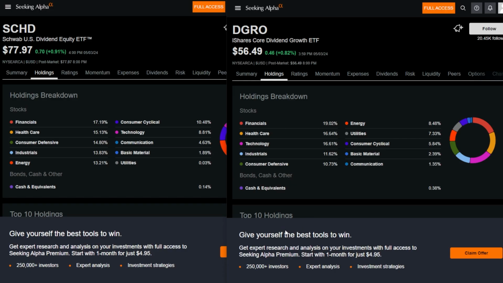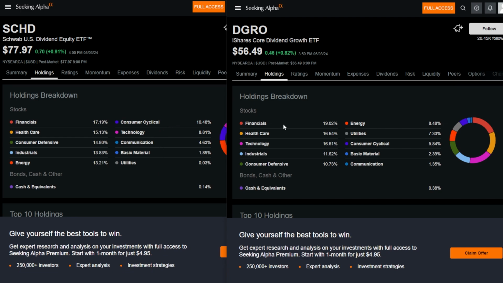Now, another thing that's going to be very important, especially if we are comparing both of these dividend growth ETFs, is of course their holding breakdown, because it's safe to say that if you hold on to any ETF, you need to know exactly what's within it. So SCHD's holding breakdown as far as sectors: financials are the largest, healthcare is the second largest, then consumer defensive, industrials, energy, consumer cyclical, then we have technology, communication, basic material, and utilities.